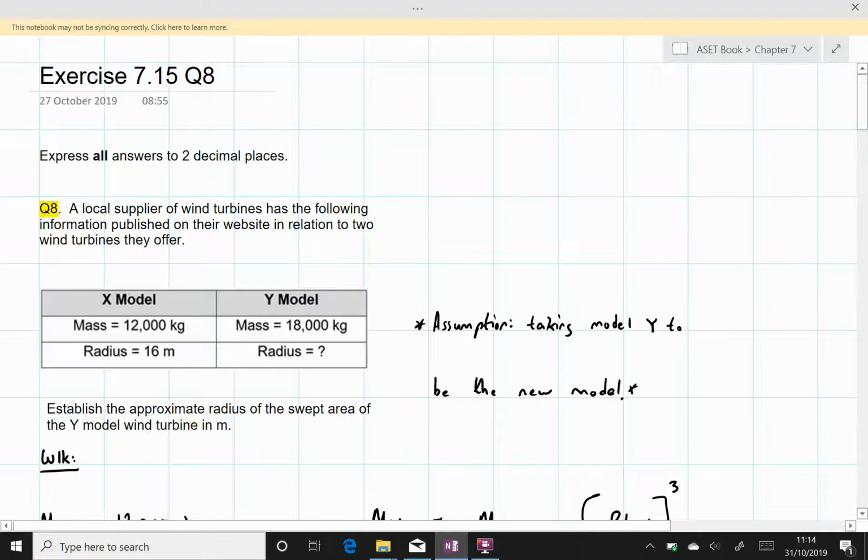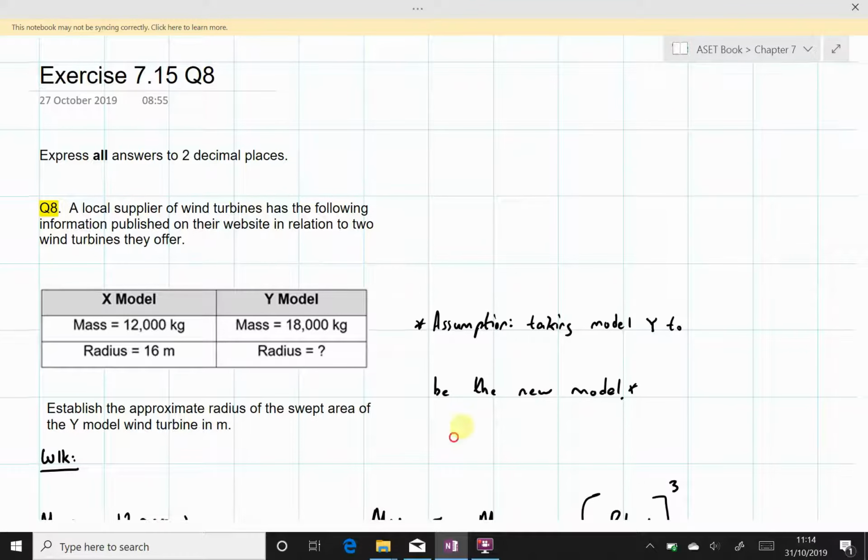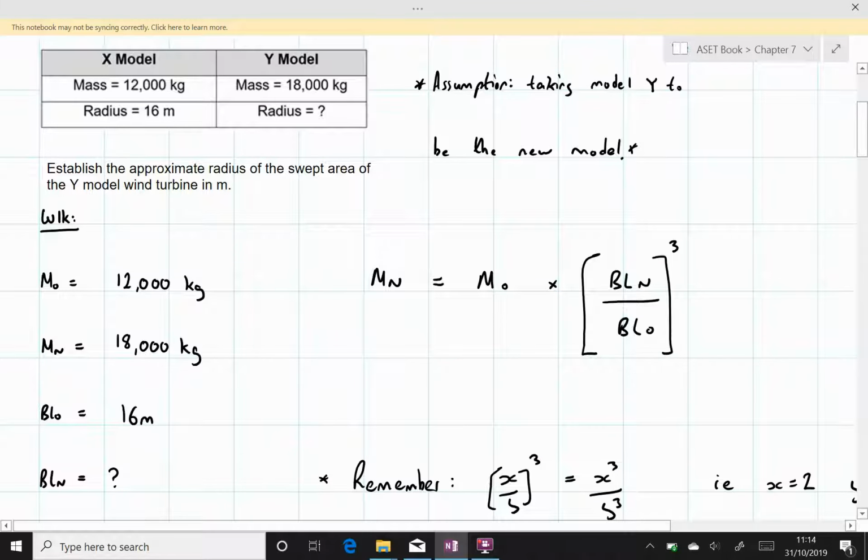We're now going to do exercise 7.15 question 8. There's quite a bit of working out involved, and so it has been worked out, and we'll just go through each of the various stages bit by bit.